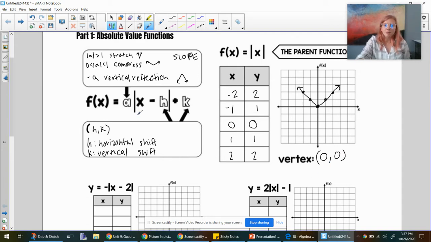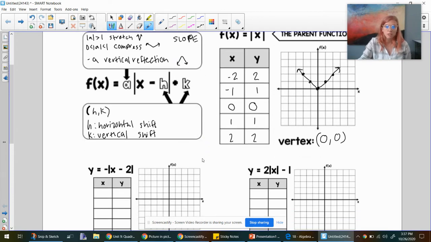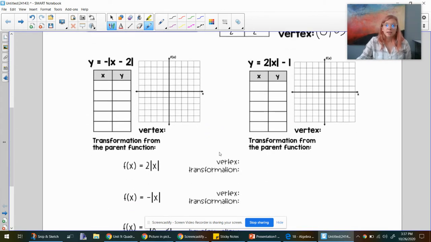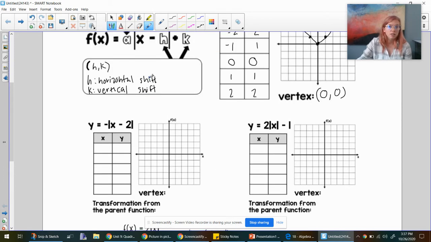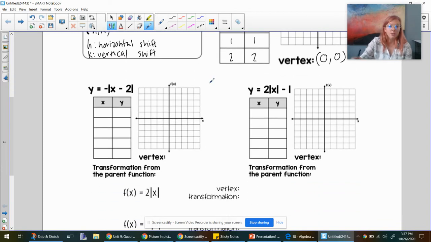Now we're going to see what happens when we add these shifts to the parent function. Here, in this example, I have y equals negative the absolute value of x minus 2. We know that our vertex is H, K. Here, H is 2, K is 0 because we're not adding or subtracting anything. So let's plug in that vertex, and then we'll look at 2 points in either direction. So 1, 0, and 3, 4.